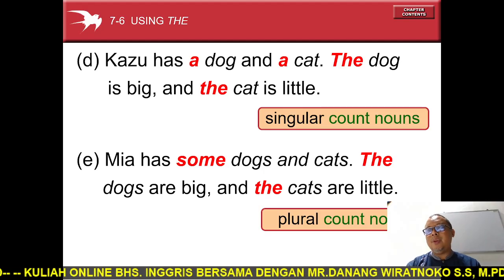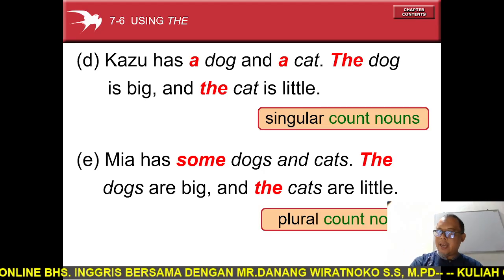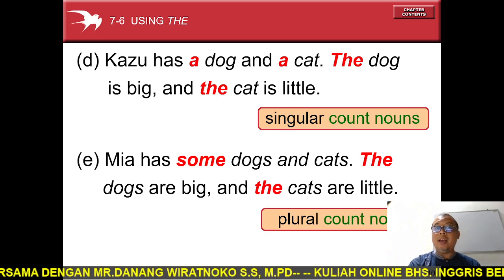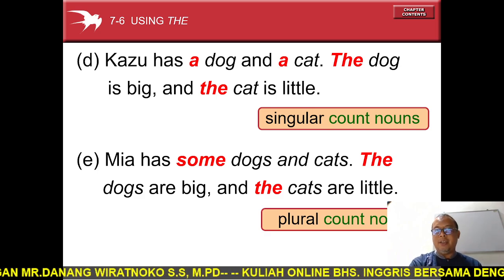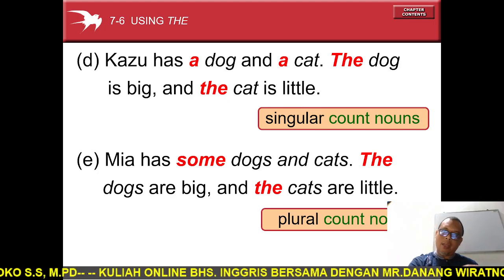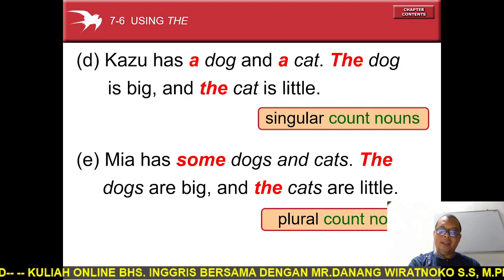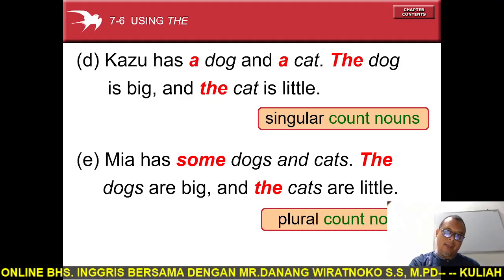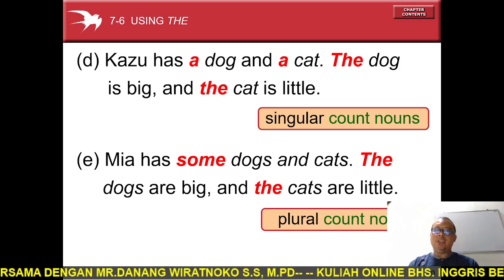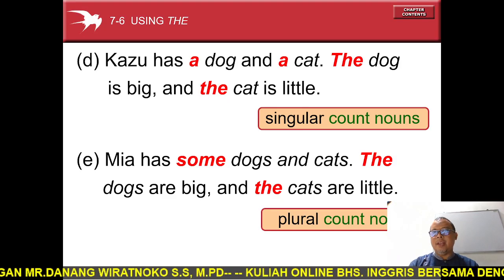So when we want to say the same thing again, kalau kita ingin mengucapkan benda yang sama lagi yang tadi, the first dog and the first cat, we say the dog. Yeah, it means the dog yang tadi, and then the cat, the cat yang tadi. Okay, so the speaker and the listener know which dog and which cat.